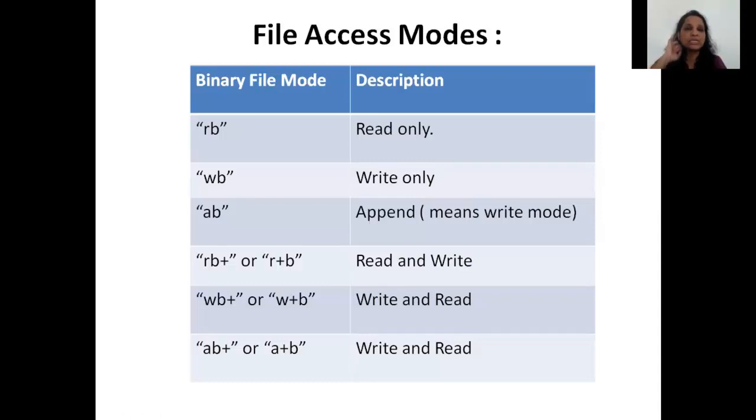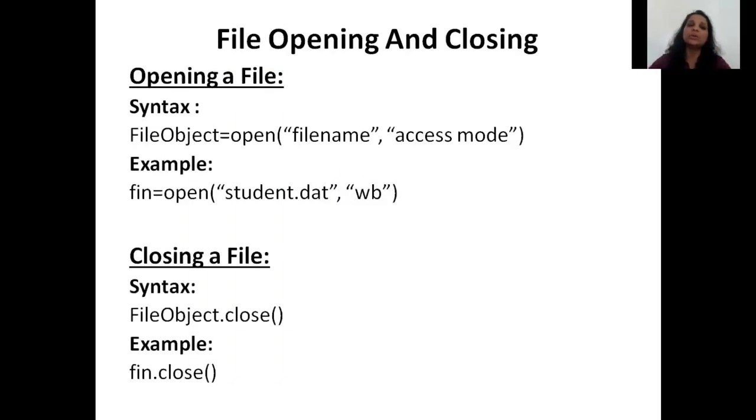The only difference is previously we were talking about R, W, A, R plus, W plus, they were all access modes related to text files. Here, these are the access modes related to binary files. So the same access modes like the text file, but they are followed by the letter B. Is that clear? Okay. So the next thing we need to know is how do we open and close files?